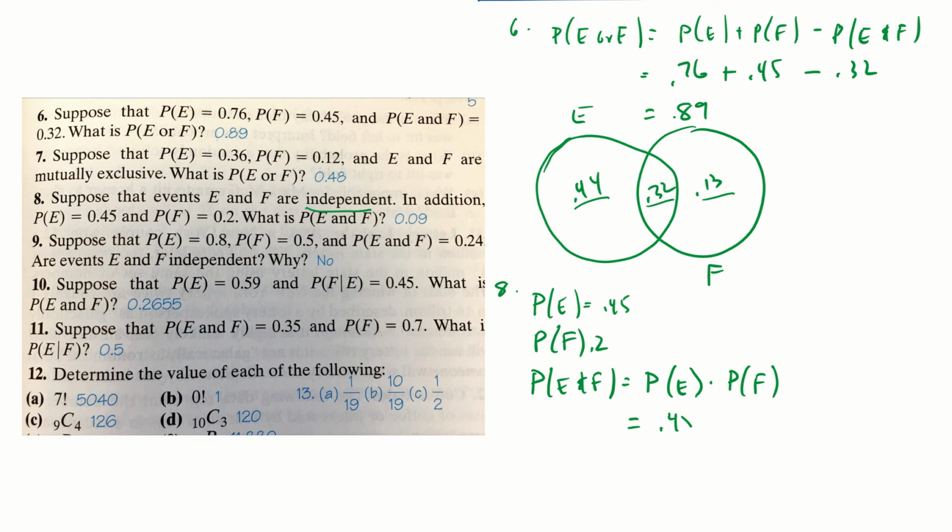It's going to be 0.45 times 0.2, which is 0.09.